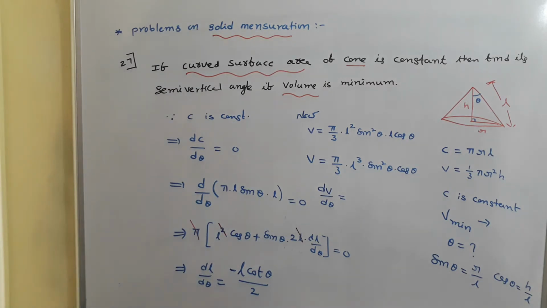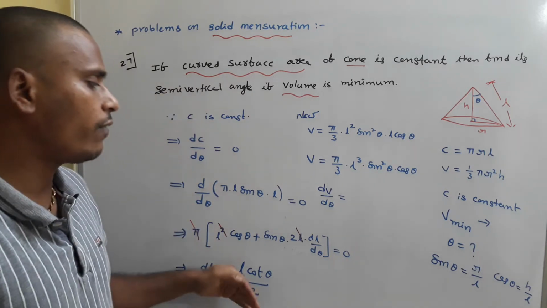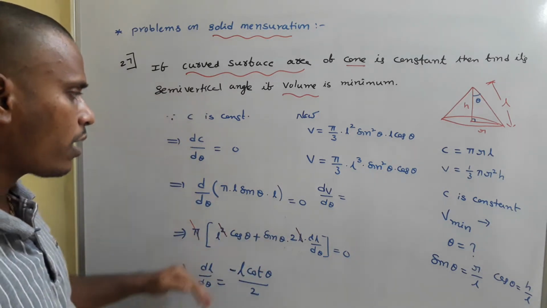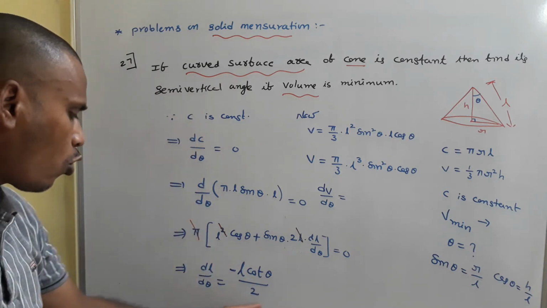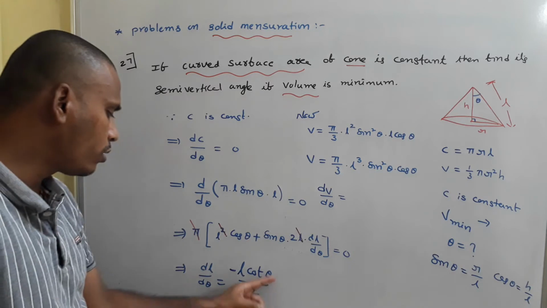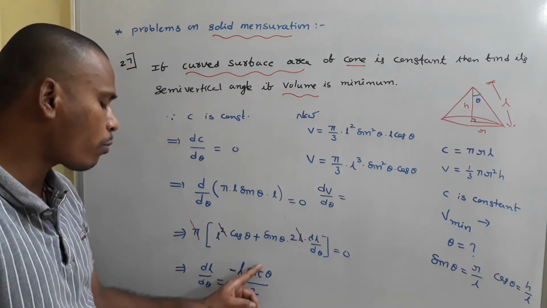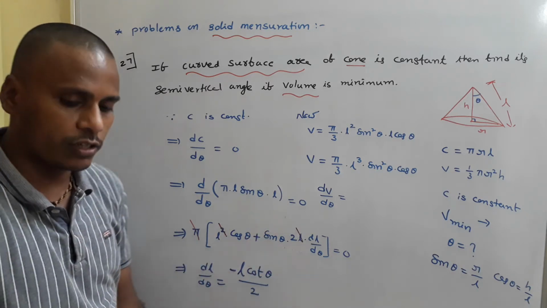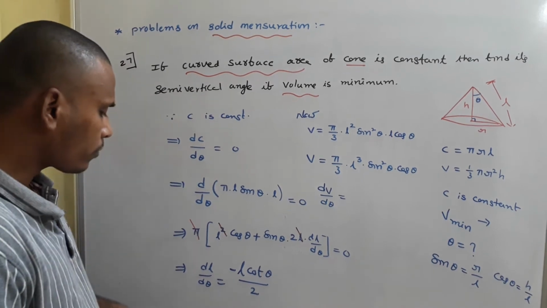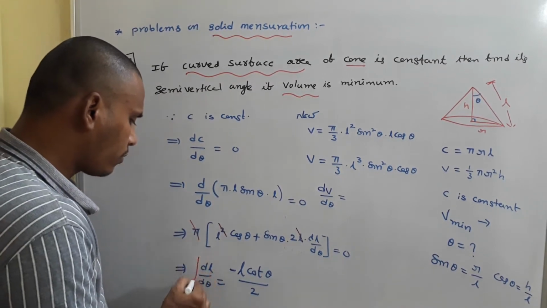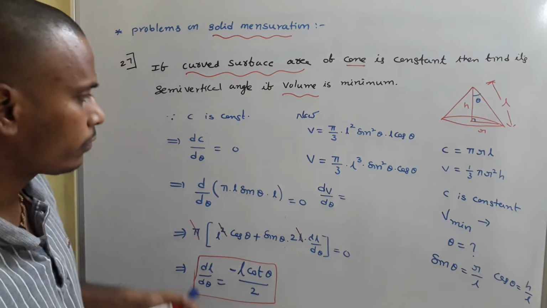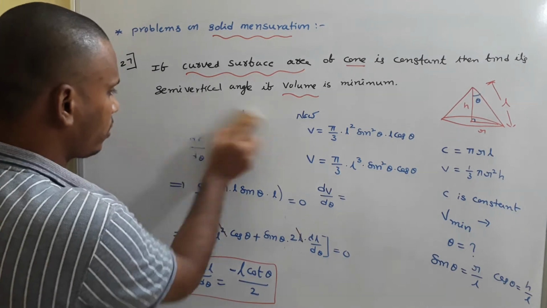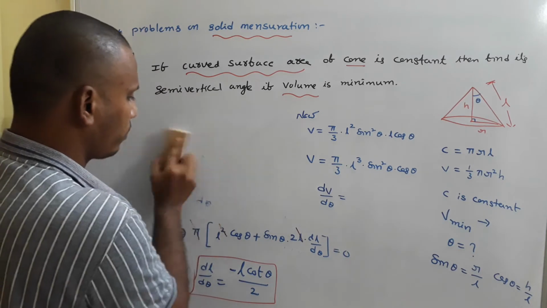Observe everything, okay? Just go with a screenshot. I will erase this part and then I will solve, okay? I will erase this part and then again I will solve, okay? At the end, from this discussion, you need to use this dl by d theta is equals to minus L cot theta by 2 for the further discussion, okay? So that's why mark this and erase all the other remaining part. I am going to erase this, okay?